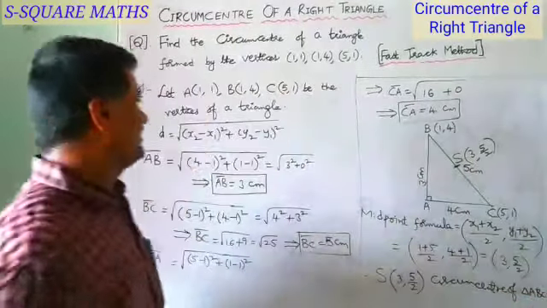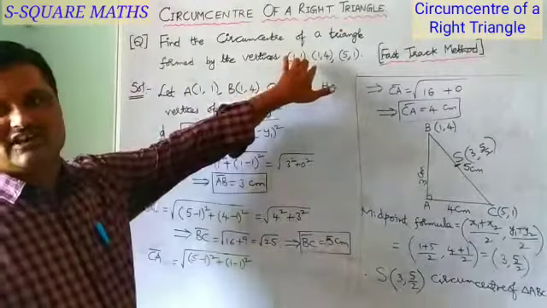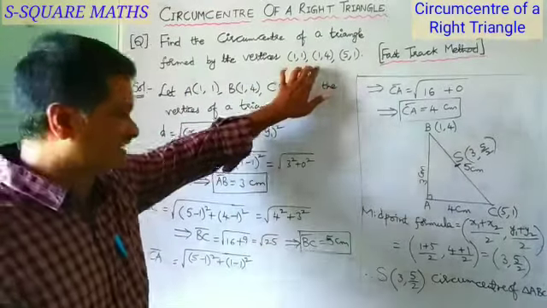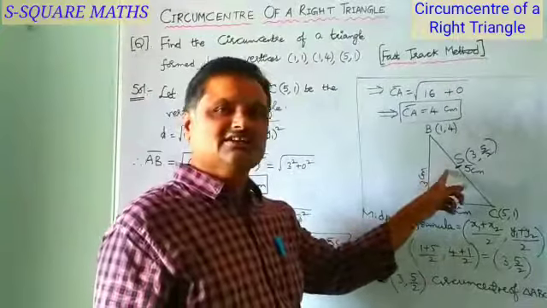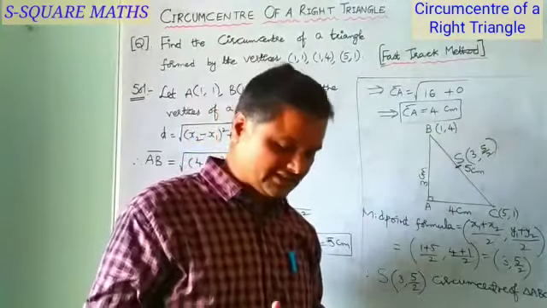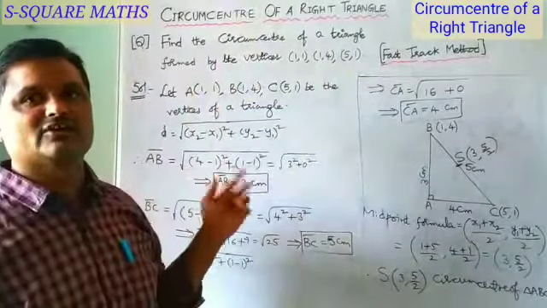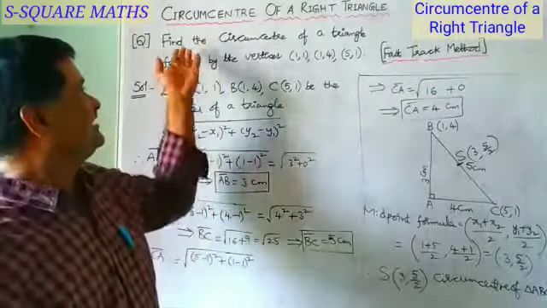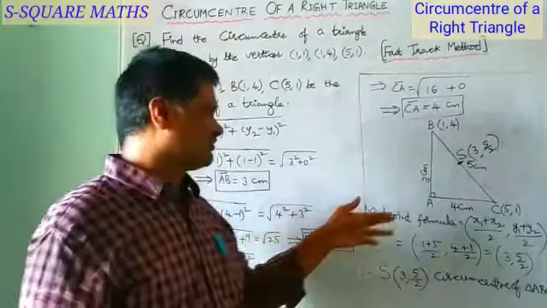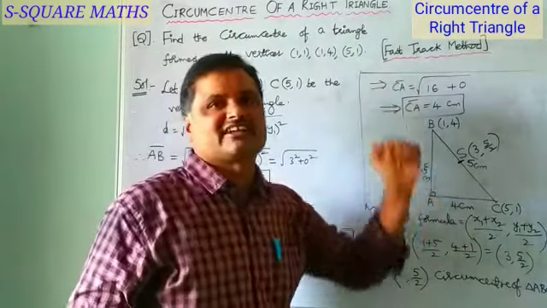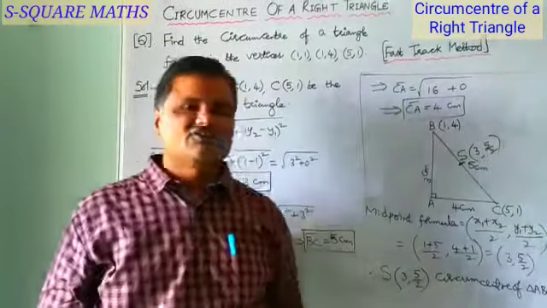So in this way, just find out which type of triangle it is. If it is a right angle triangle, go for the midpoint of the hypotenuse to get the circumcenter for the given right angle triangle. By the coordinate geometry concept, this is the easiest method to find the circumcenter, by the fast track method.